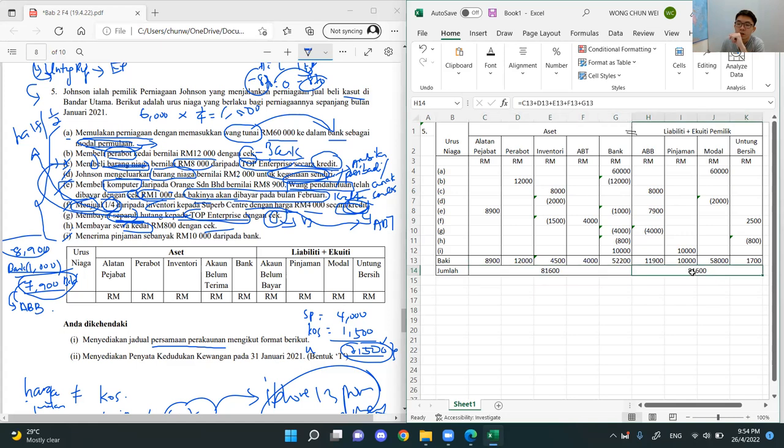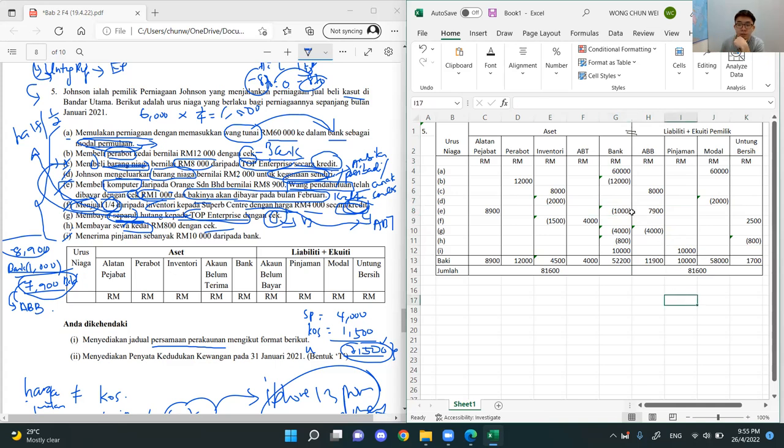So if you see a different figure here, maksudnya maybe here you added wrongly. If here you check sudah tambah betul, then your urus niaga itu salah. Maybe you didn't plus and minus properly. You didn't put it in the right column. Maybe it should be in the modal, you put it into the untung bersih, or it should be in the bank, but whatever. Right?